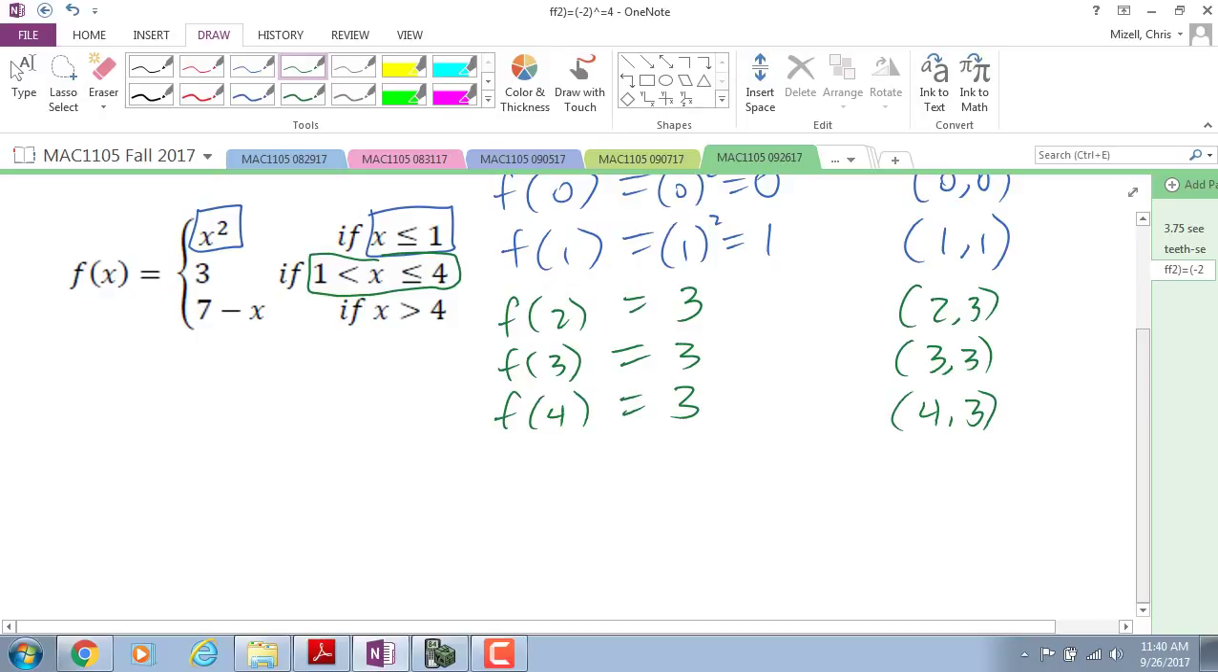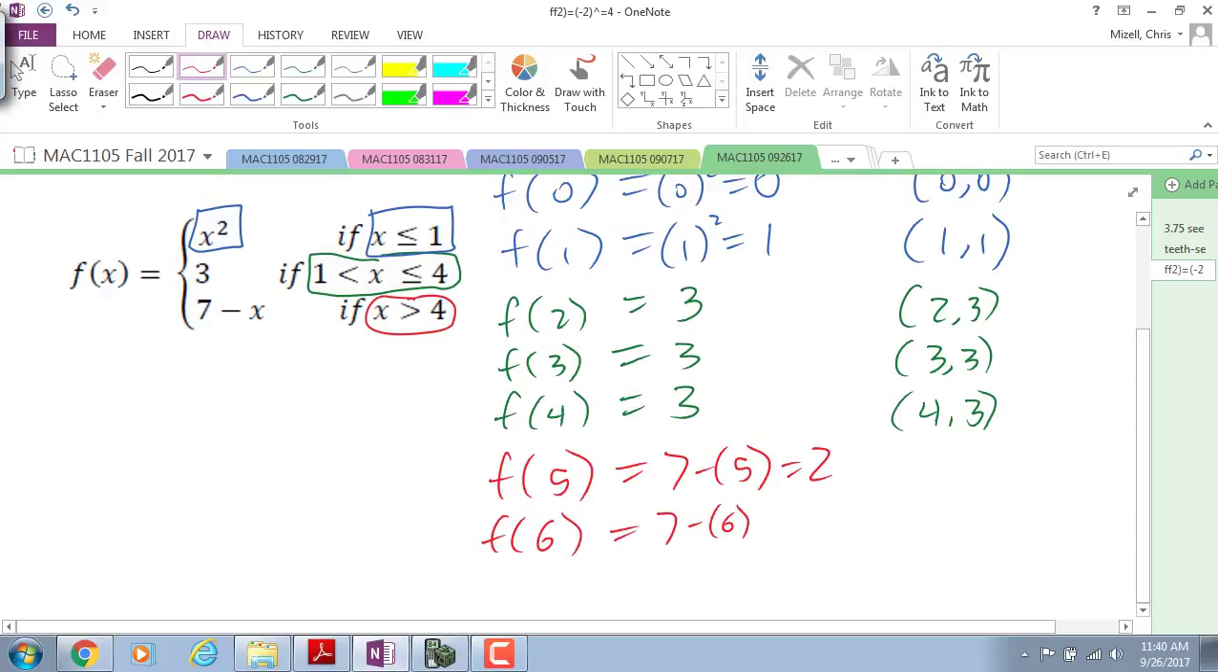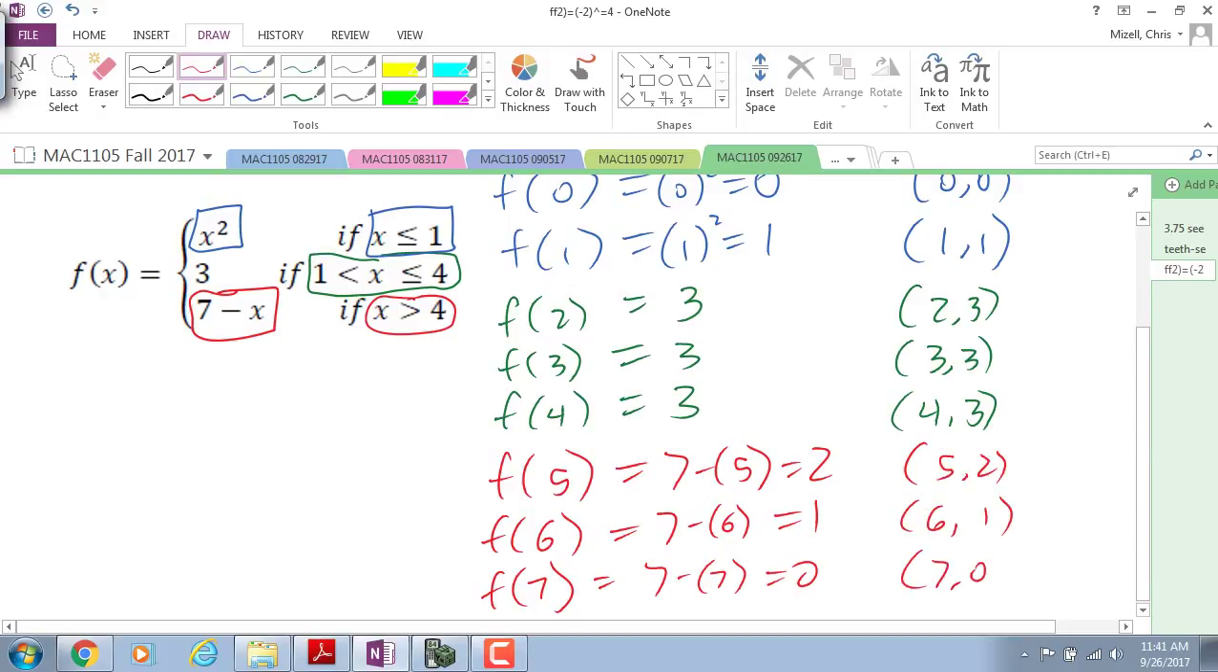And then choose a few numbers that are greater than 4. 5, 6, 7. f of 5 would be 7 minus 5, and that's 2. f of 6 is 7 minus 6, and that's 1. And f of 7, we're using this rule to evaluate the function there. f of 7 is 7 minus 7, and that's 0. So 3 more points. 5, 2, 6, 1, 7, 0.